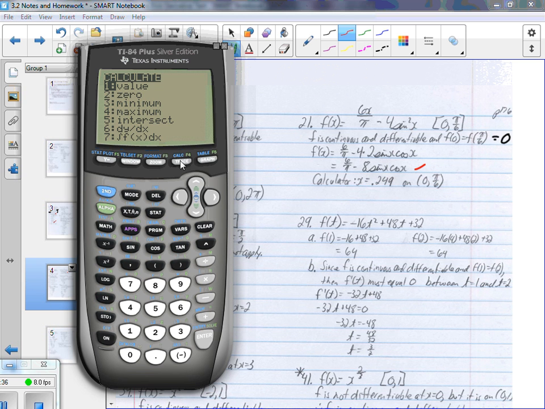So second calc, zero. I'll let 0 be my left bound. And then just scroll it over until you're on the other side of the x-axis. I'll let that be my right bound. Back it up just a tad there. And so 0.2488837 is the x-coordinate where that derivative equals 0.